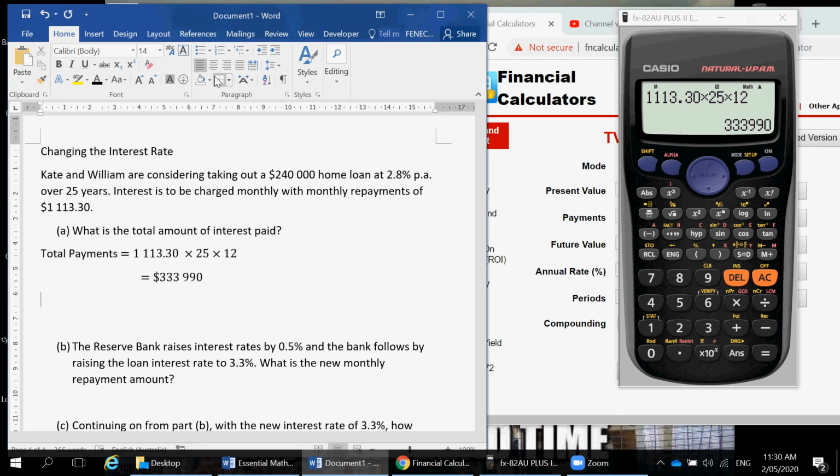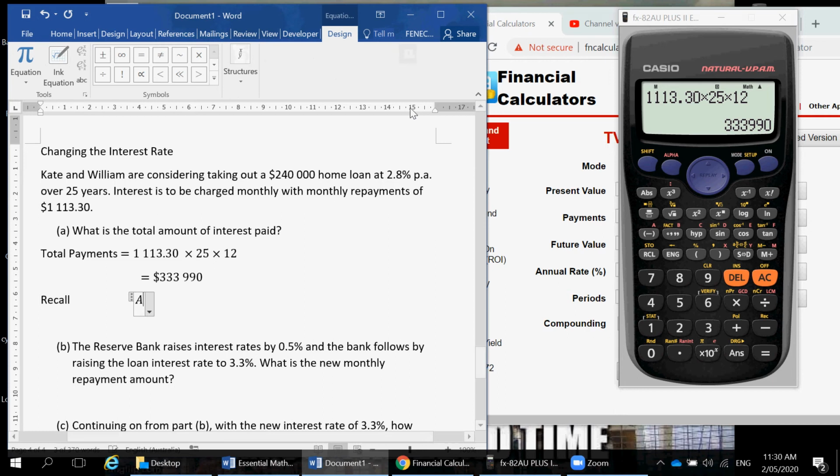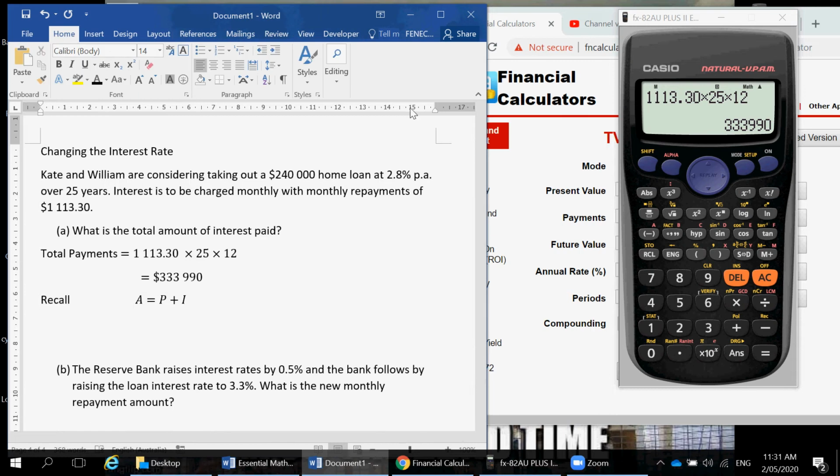So for the amount of interest they've paid, you need to recall the rule that we've used all along, that the total amount that you pay is the principal plus the interest. In turn, logically, the interest is going to be the amount you paid, subtract the principal. So the difference between the amount they borrowed and the amount they paid is the interest.